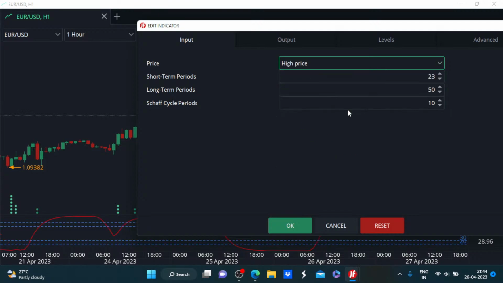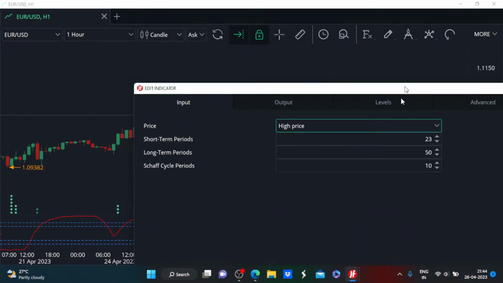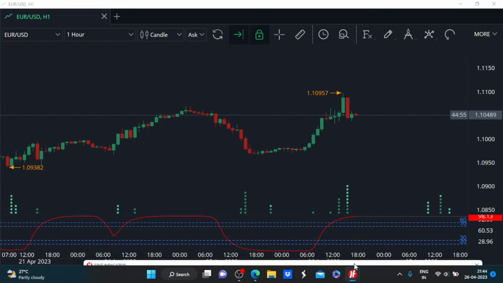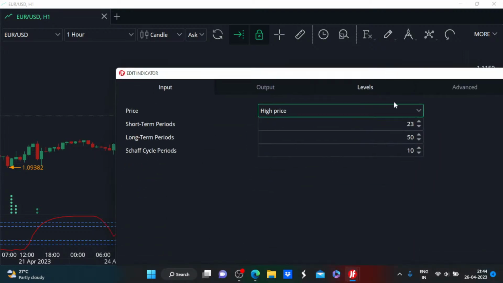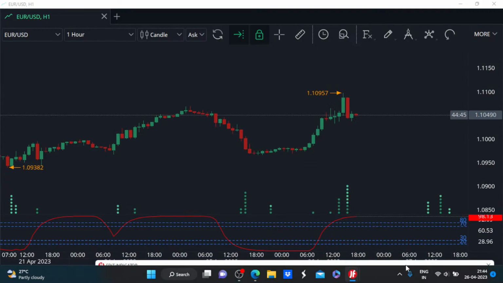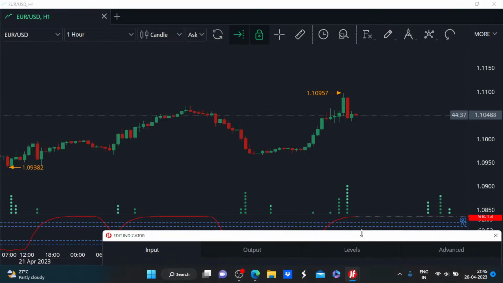You will have to see what kind of applied price is going to work out best for you. So for example, if you use high price as the applied price, you will see that the change of the trend from bearish to bullish will be picked up quite faster compared to the other prices.